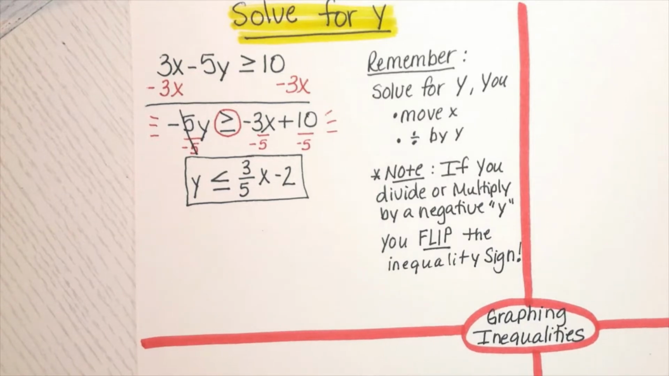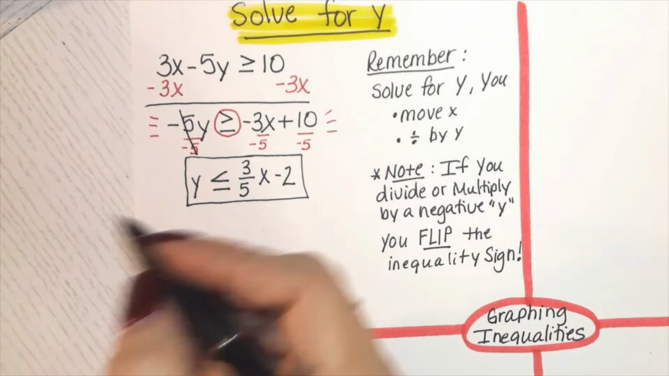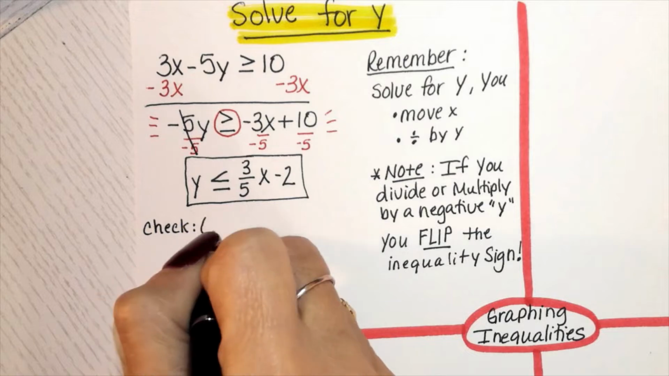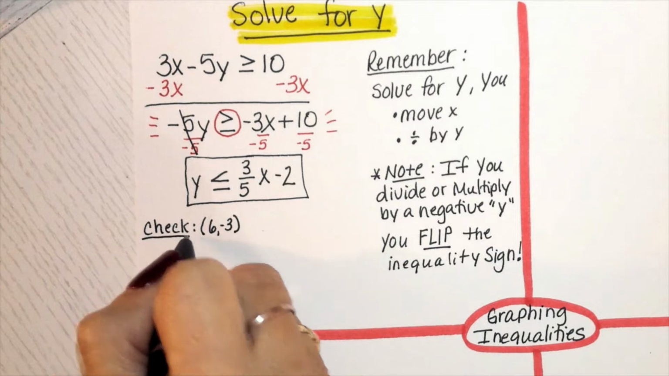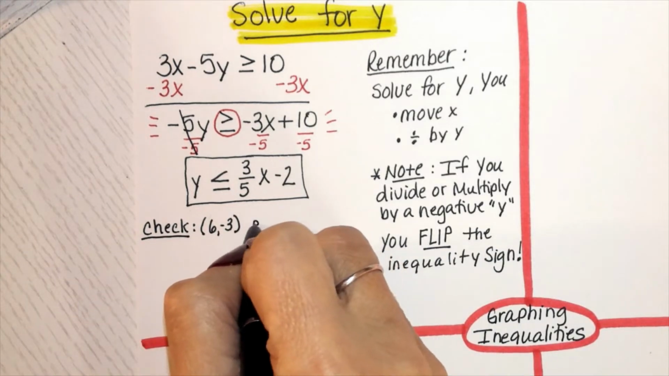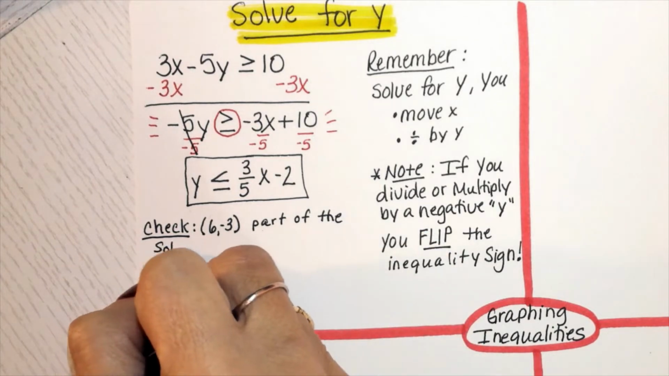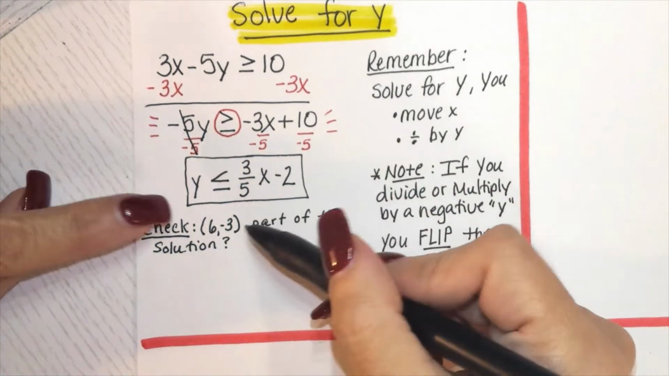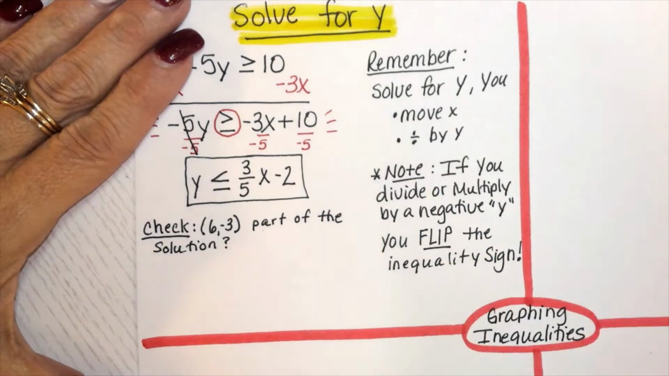Now, one other thing that we tend to always do when we are working with inequalities is we check to see if an ordered pair is in the solution. So let's write down here check, and we're going to put the ordered pair. Let's check 6, negative 3. We're going to check and see, is 6, negative 3 part of the solution. And how you check it is you simply take this and you plug it in. X goes with X and the Y goes with the Y. So here's what that's going to look like.